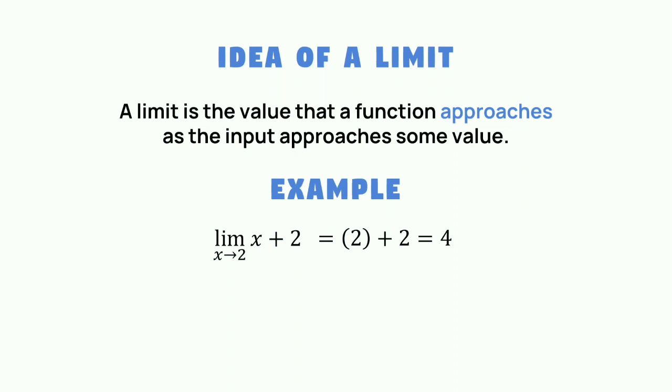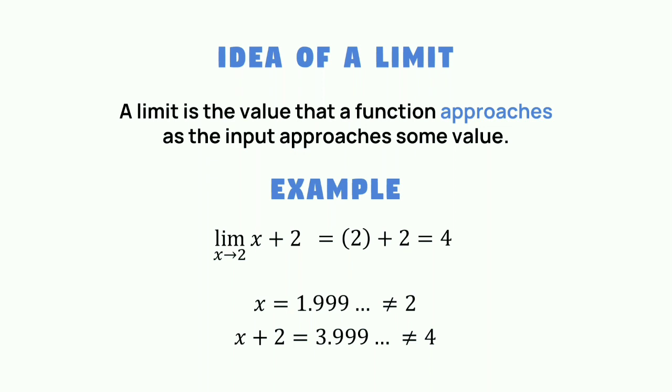Well, as x is approaching 2, this means that x approaches 1.9, 1.99, 1.999, and so on. But x is never equal to 2. But as we can see, as x gets closer and closer to the value of 2, the value of x plus 2 gets nearer and nearer to the value of 4. But it won't exceed 4. So in this situation, we can say that x plus 2 has a limit of 4 as x approaches 2.